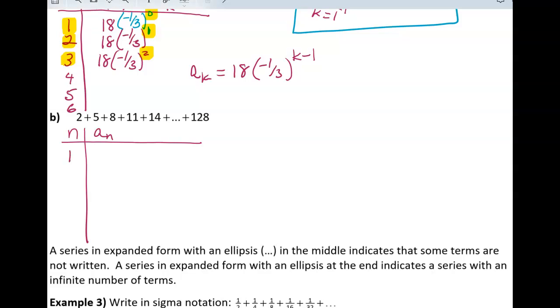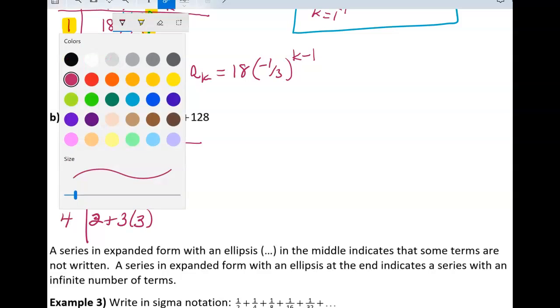So if n is 1, that means our a sub n, our term, is 2. If n is 2, now we need to look at that pattern. So 2 to 5 to 8 to 11 to 14, it looks like we are adding 3 each time. So the second term is 2 plus 3. The third term is 2 plus 3 plus another 3, which means 2 plus 2 times 3. And the fourth term would be 2 plus 3 times 3. 2 plus 3 times 3 is 2 plus 9, which is 11, the fourth term.